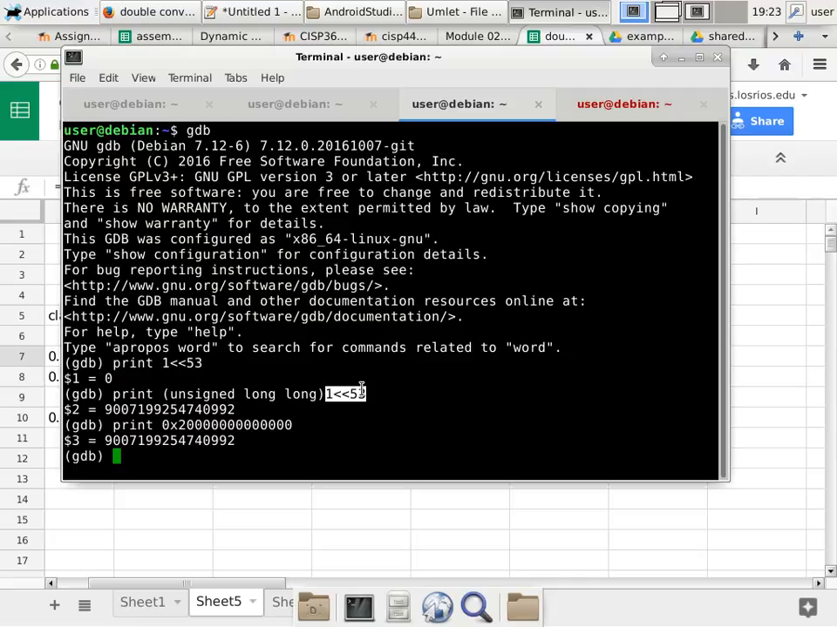Correct. I have an infinite loop, yeah. Yep, you end up with an infinite loop because nothing can be greater than the largest possible value you can represent using an unsigned integer. Yep.